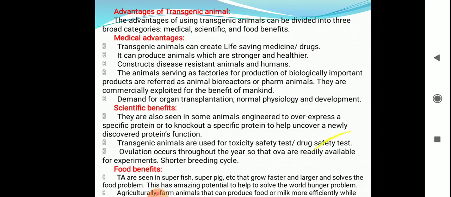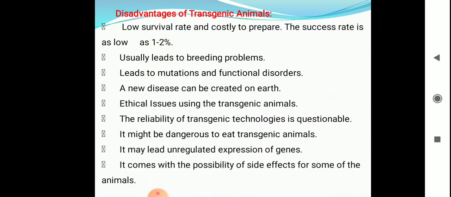These are the advantages. Now, what are the disadvantages? So, let us discuss now the disadvantages. Now, a low survival rate and costly to prepare. The success rate is very low, 1 to 2%. Okay, in case of transgenic animals, the mortality rate is very high. It usually leads to breeding problems. Okay, transgenic animals face breeding problems.